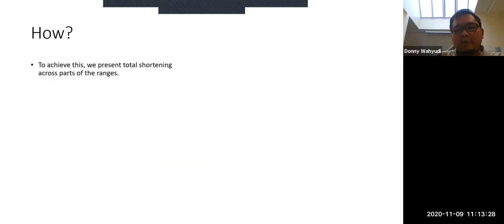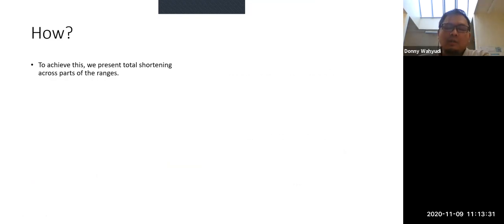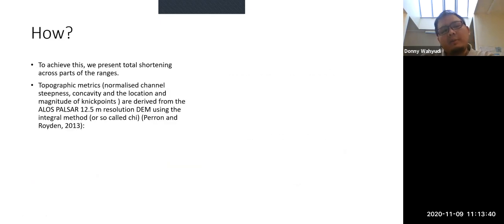So how are we going to do that? To achieve this, we present the total shortening across parts of these ranges. First of all, we're going to make a balanced cross-section of these four locations in the sub-Himalaya. And we are also using the topographic metrics, which are the KSN, the normalized channel steepness, channel concavity, and also the location and the magnitude of knickpoints, which are derived from the ALOS PALSAR 12.5 meter resolution DEM using the integral method, or so-called chi, from Perron and Royden, using this equation.